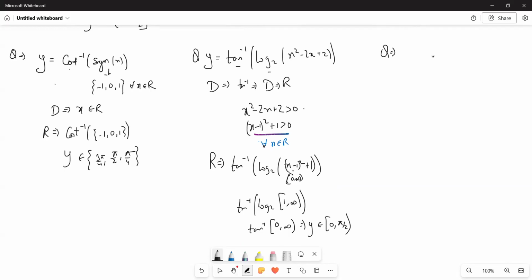Okay, next question. Find the domain and range of sine inverse of 2x by 1 plus x square.